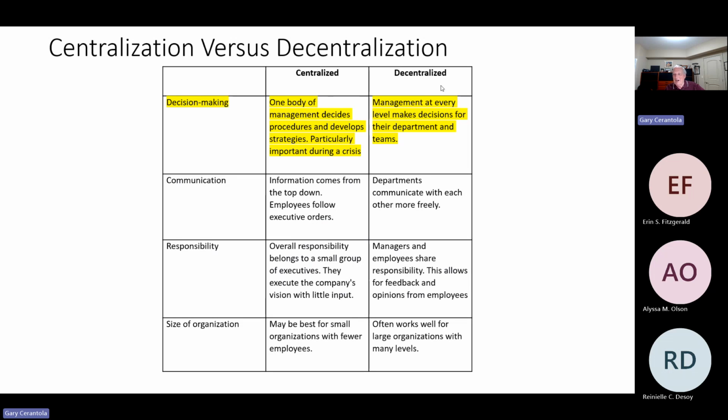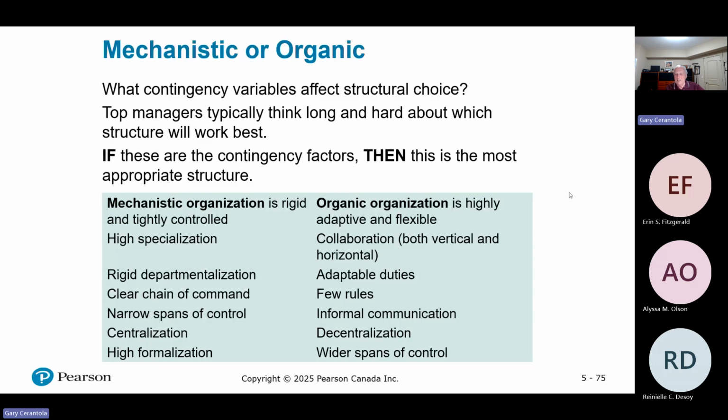But then, to be decentralized, management at every level makes the decision in their department and their team. So that's really what's going on. So when we're talking about structure now, we talk about mechanistic or organic. And Henry Mintzberg talks about mechanistic as what he calls a machine bureaucracy, like the military, versus organic, which is an adhocracy. Adhocracy means it's a free-for-all. They just want to get the job done. They want the customer satisfied.